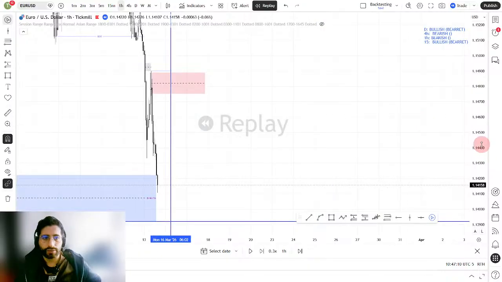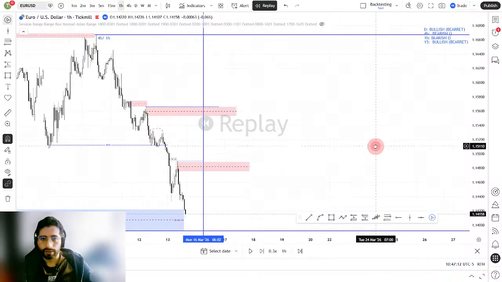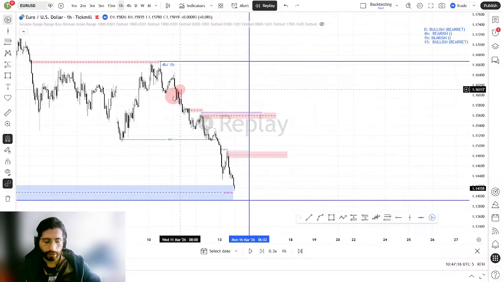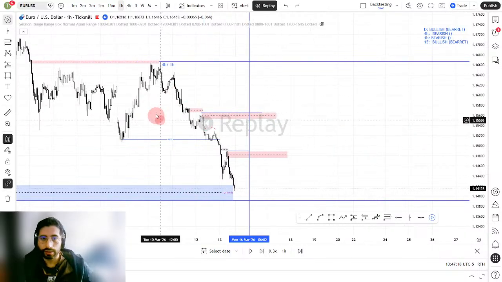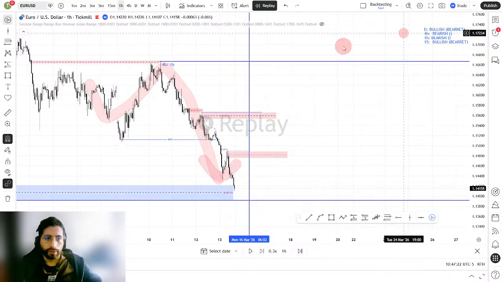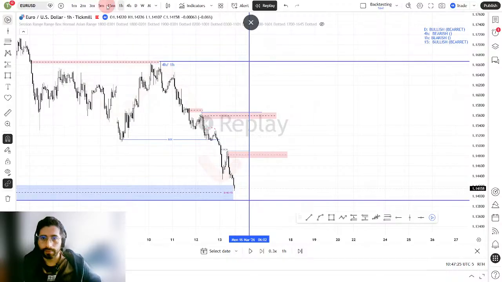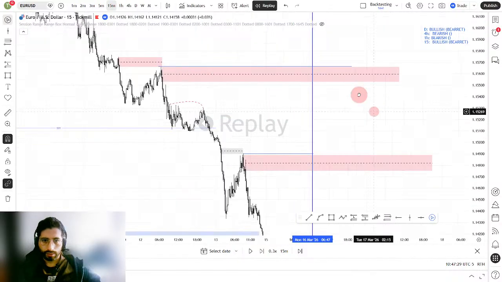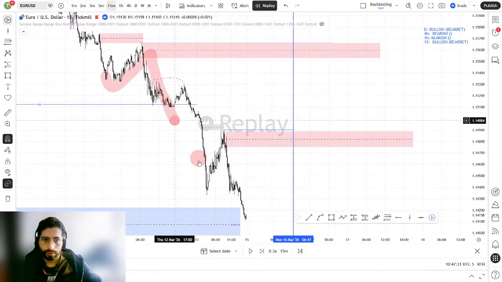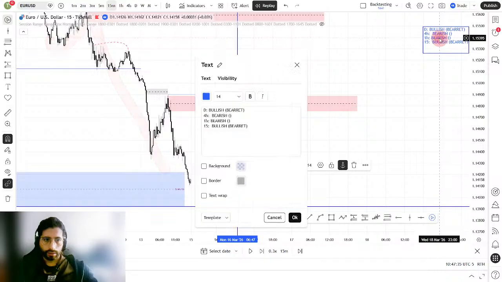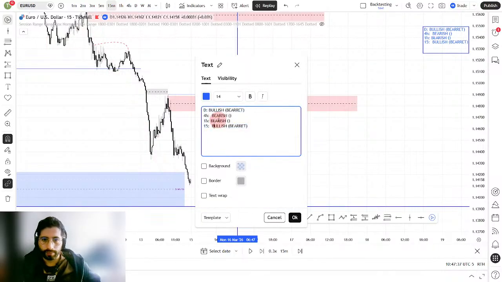I'm going to put the context from the 1 hour time frame. In the 1 hour time frame, we are in a bearish impulse like this, right? In the 50-minute time frame, we are in the same range, which is this one. It's going down. And in 50 minutes, we are also bearish, right?